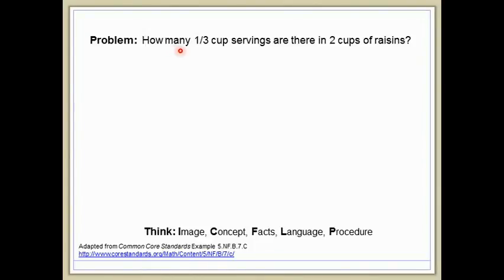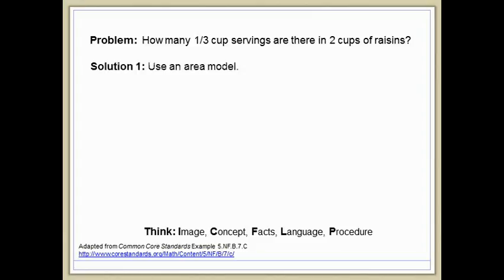So here's our problem again. How many 1/3 cup servings are there in 2 cups of raisins? This is similar to the previous problem where we had half a pound of chocolate and we're dividing it among 3 people. But in that case, we had a unit fraction divided by a whole number, 3 people. Whereas in this case, we have a whole number of cups of raisins and are dividing by the unit fraction. So it's kind of the reverse of the previous example.